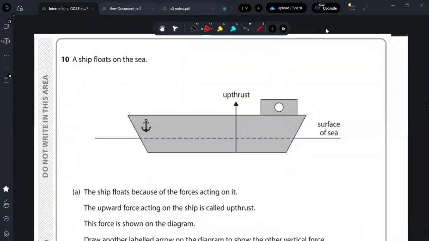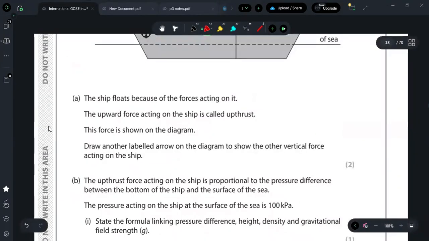Question 10 says a ship floats on the sea. A. The ship floats because of the forces acting on it. The upward force acting on the ship is called upthrust. This force is shown on the diagram. Draw another labeled arrow on the diagram to show the other vertical force acting on the ship.